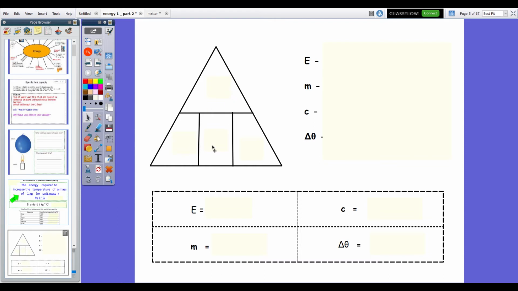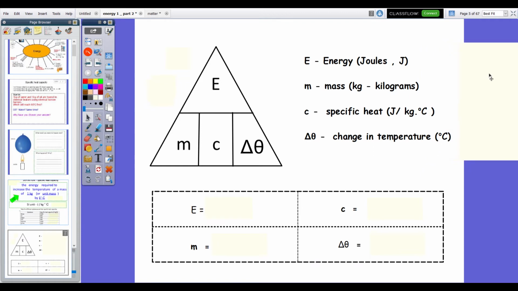So the old triangle that I'm sure you're used to by now. We have seen one with 3 on the bottom before, which was E equals mgh. This is E, M, C, and delta theta. What do these stand for? Well, the E is energy, it's in joules. M is mass, and that's measured in kilograms, it's the SI unit. As we've just looked at now, specific heat is joules per kilogram per degree C. And this delta just means change in, and theta is the symbol for temperature. We don't use T. It might be confusing, but we use theta in this syllabus, and delta theta is change in temperature.